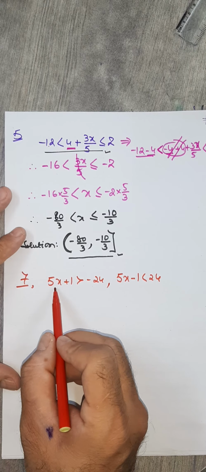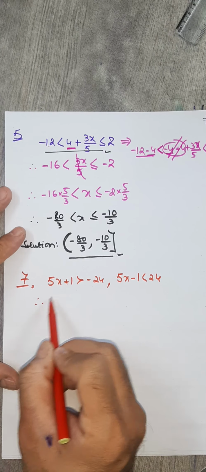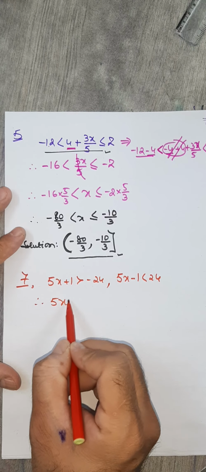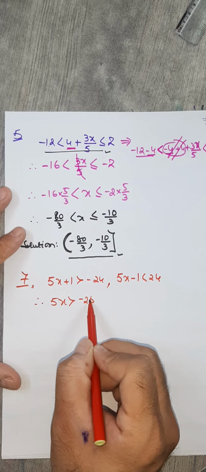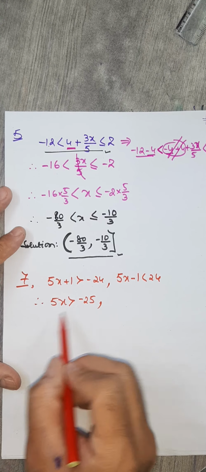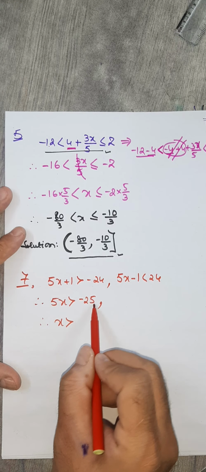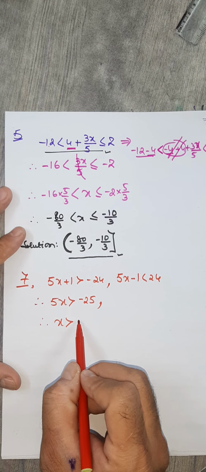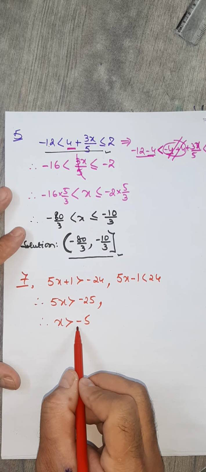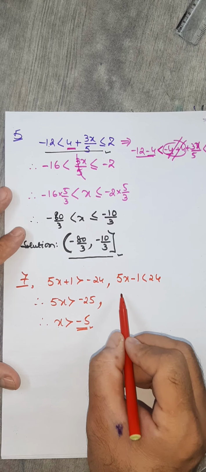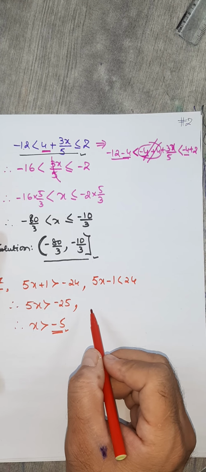Okay. So solving these inequalities means you get x from this, get x from this. Take 1 to the other side. So 5x is greater than minus 25. Dividing by 5, x is greater than minus 25 by 5, which is just minus 5. Right? So the value of x should be greater than minus 5. Come to this. Get x from this. What is x from this here?